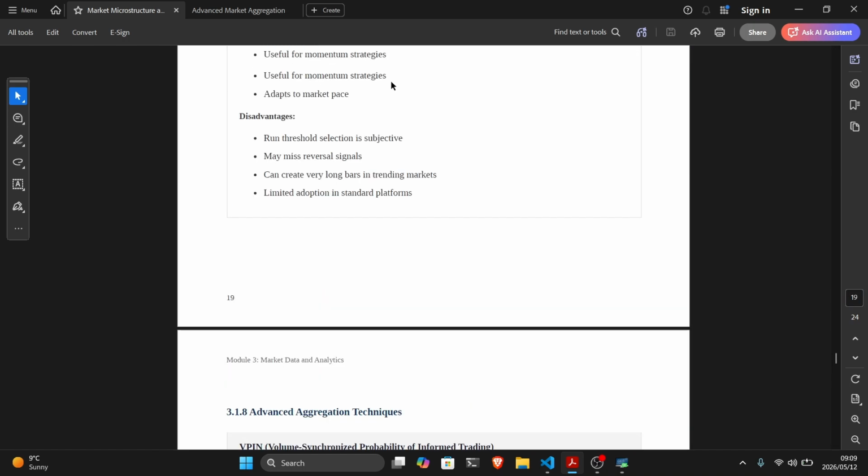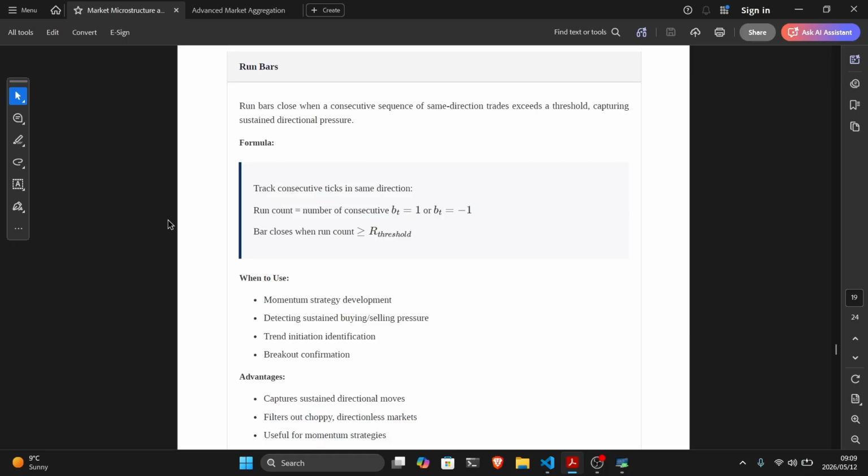Now, what is a run bar? Run bars clock when a consecutive sequence of same direction trades exceeds a threshold, capturing sustained directional pressure. Formula: run count equals the number of consecutive ticks in the same direction, where b sub t equals 1 or b sub t equals -1. The bar closes when run count is greater than or equal to some threshold.